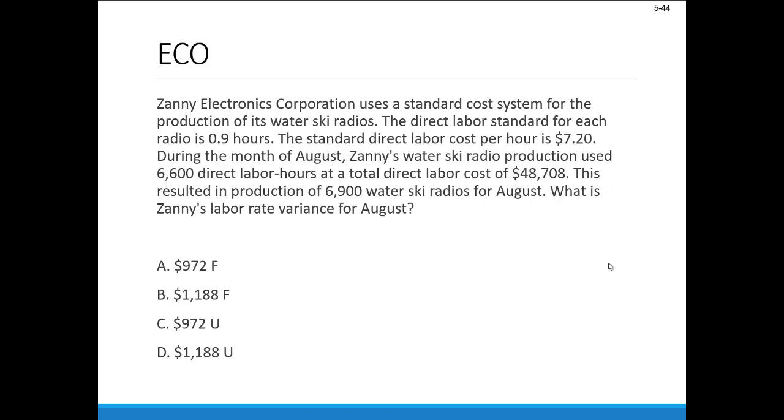So Zany Electronics uses a standard cost system for production of its water ski radios. The direct labor standard for each radio is 0.9 hours. The standard direct labor cost per hour is $7.20. During the month of August, Zany's water ski radio production used 6,600 direct labor hours at a total direct labor cost of $48,708. This resulted in production of 6,900 water ski radios for August. What is Zany's labor rate variance for August? So pause this, work through that, and then come back here for the solution.